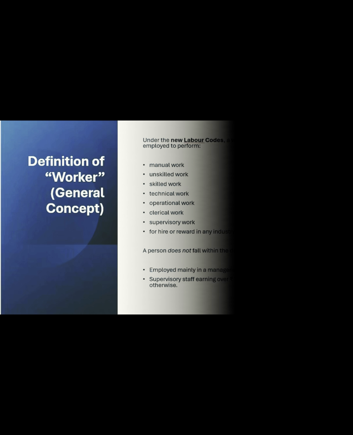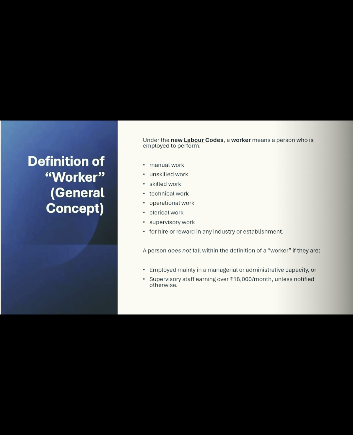Under the new labor code, a worker means a person who is employed to perform any of the listed work for hire or reward in any industry or establishment. A person will not fall within the definition of worker if they are employed mainly in a managerial or administrative capacity, or as supervisory staff earning over 18,000 per month, unless notified otherwise. So it's a functional test. Based only on the job title, you cannot segregate.